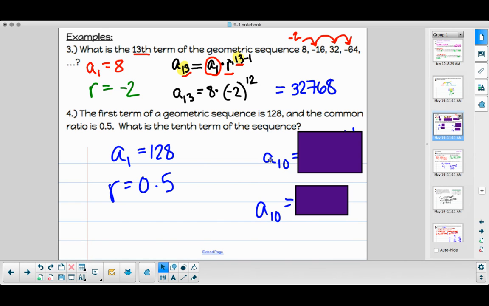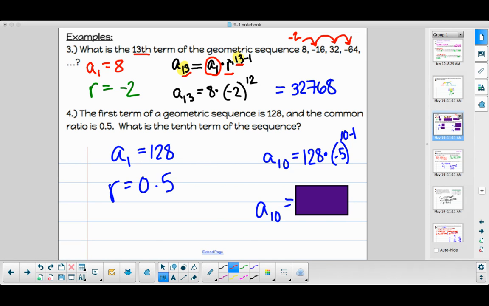And then if we're going to find a of 10, or the 10th term, then I'm going to plug in 128 times 0.5 raised to the 10 minus 1 power, because once again, if we're looking for the 10th term, then we're raising the common ratio to the 10 minus 1 power. I'm sorry, I keep saying common difference, common ratio. When we evaluate this, it's 0.5, that's not a negative sign, that's a decimal point, 0.5 to the 9th power, and then times 128, which is actually 0.25.